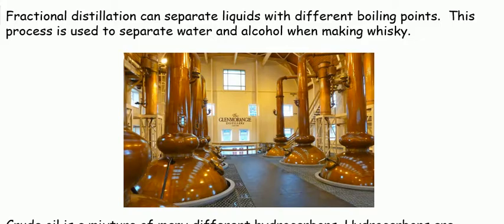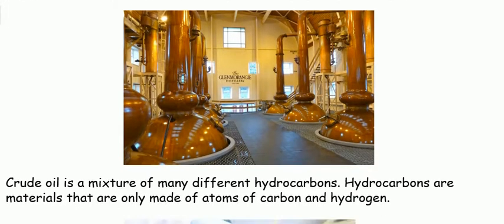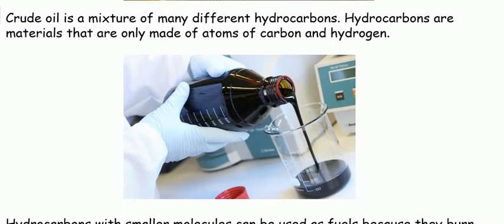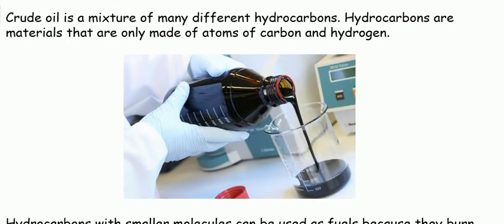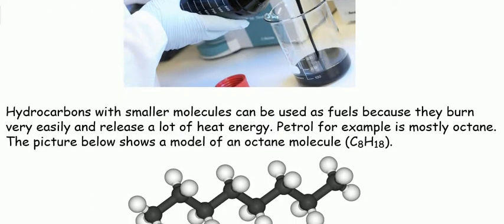Fractional distillation can separate liquids with different boiling points. This process is used to separate water and alcohol when making whiskey. Crude oil is a mixture of many different hydrocarbons. Hydrocarbons are materials that are only made of atoms of carbon and hydrogen.